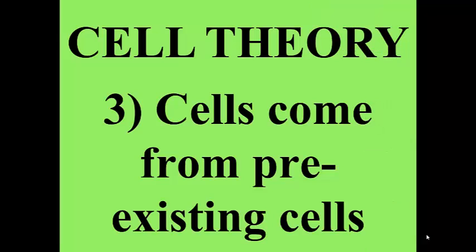And then the last one is cells come from pre-existing cells, which I mentioned the scientist earlier, Virchow, who was the scientist that came up with this part of the cell theory, and that cells come from other cells.